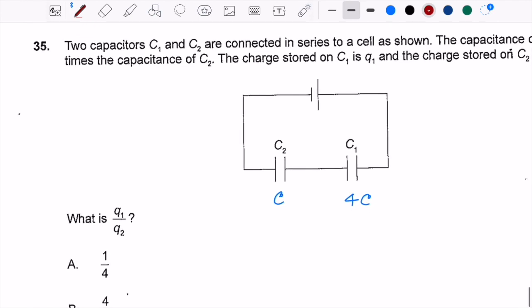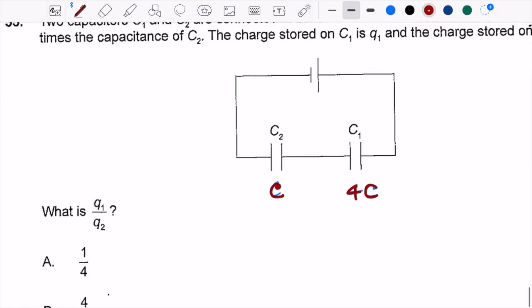There are two capacitors. One has capacitance C, the other one is 4C. They ask what is the charge ratio. What we have to understand is Q equals CV for a capacitor.